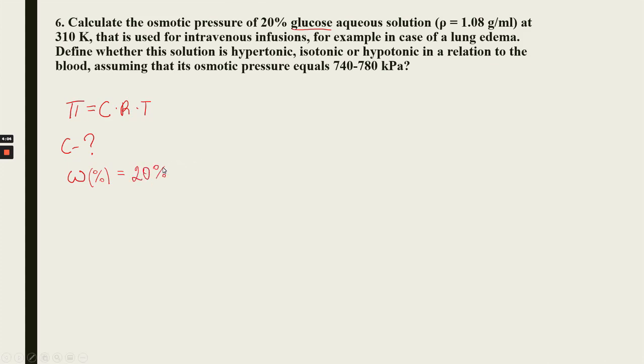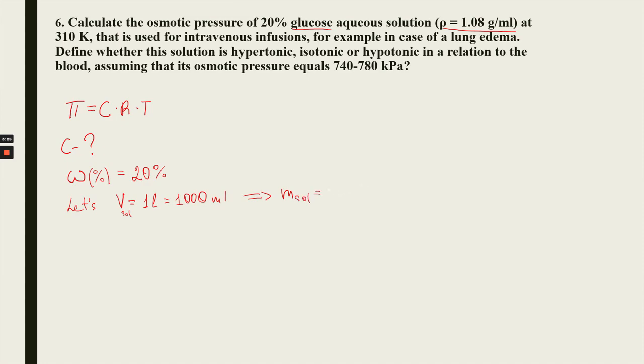So the question is how to convert one type of concentration to another. For that, we can use the following approach. We can fix the volume of solution. Let's say the volume of solution is equal 1 liter, or it is 1000 milliliters. We have density here. Density is given. So we can calculate the mass of solution.